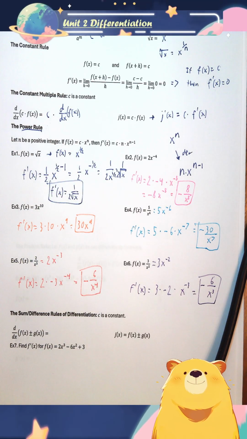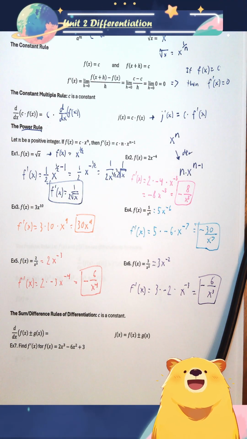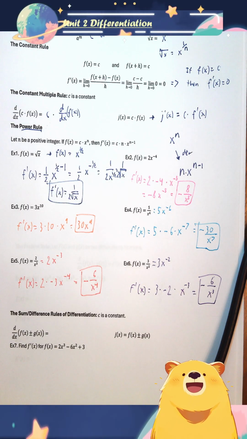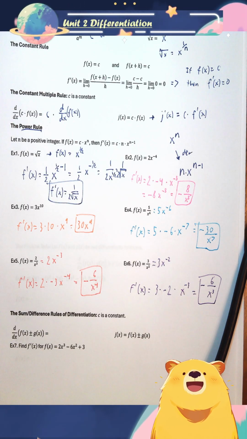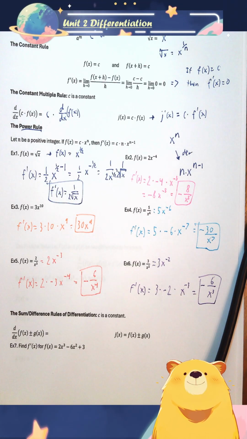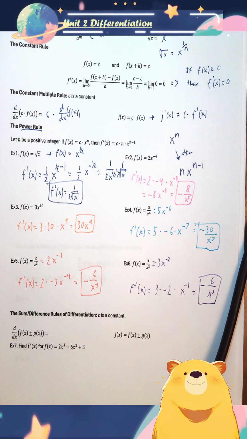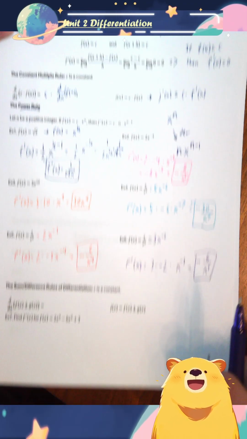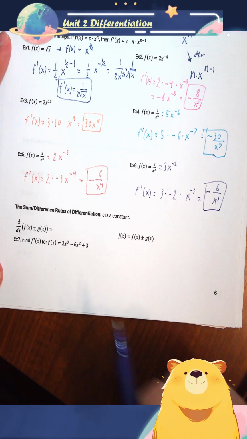All right. So far all these rules are pretty straightforward. It's just that neat little pattern with powers. These aren't all the rules. We're going to learn more rules. We're going to talk next about the sum and difference rules of differentiation.